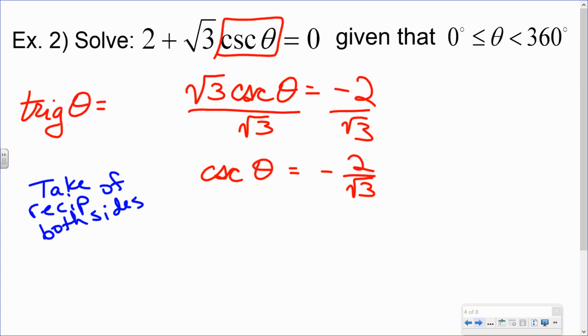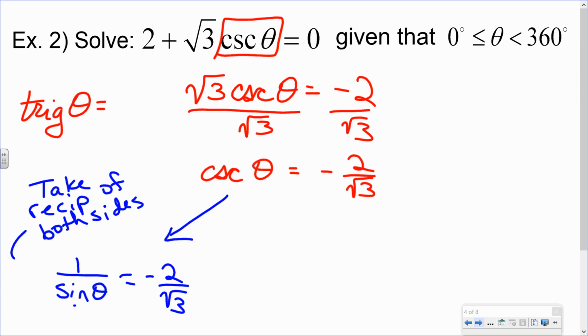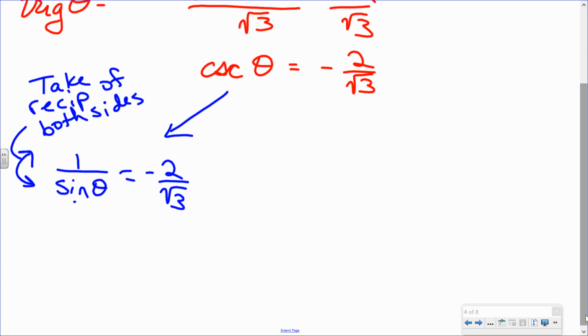You may do it in 1 step or you may do it in 2 steps. If you do it in 2 steps, you first say cosecant is 1 over the sine. So I have not changed it, I've just renamed this one. That would be negative 2 over root 3. And then taking the reciprocal means turn both of those upside down. So if I turn the left upside down, I have sine theta over 1. And if I turn the right upside down, I have negative root 3 over 2.